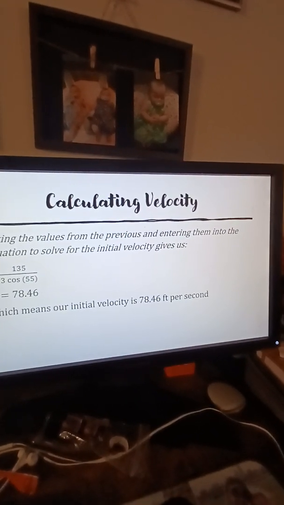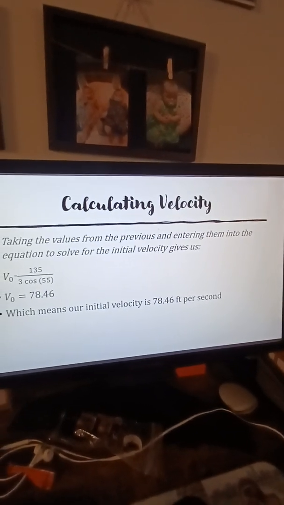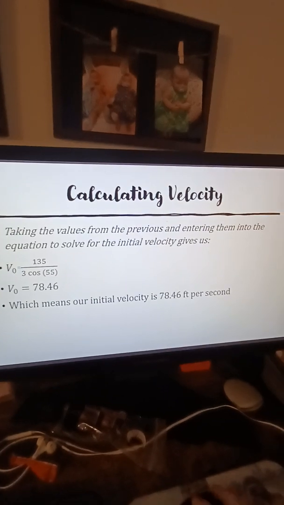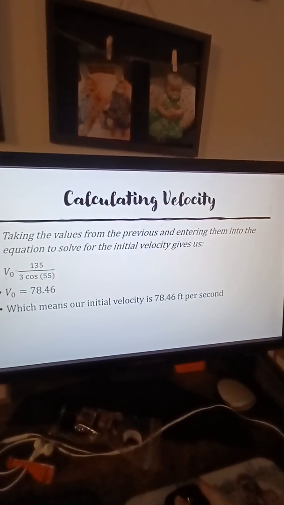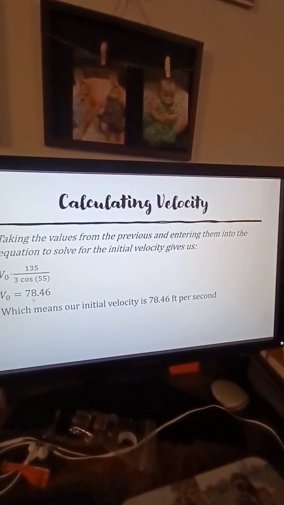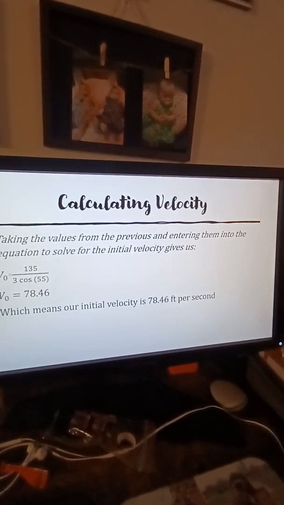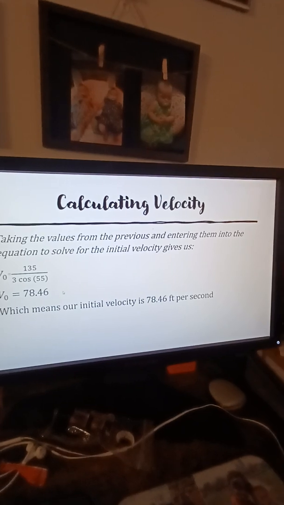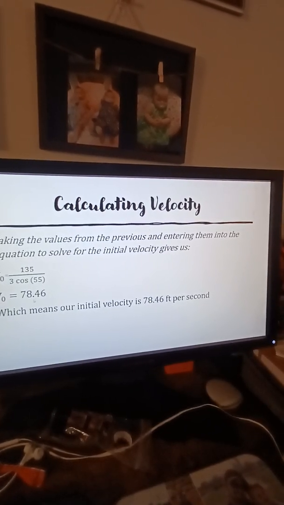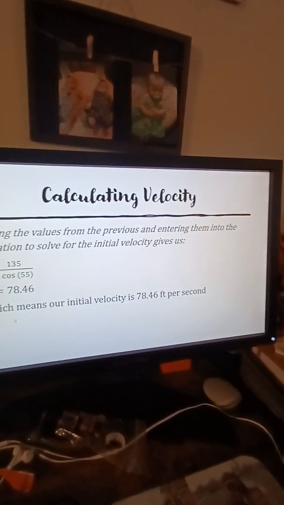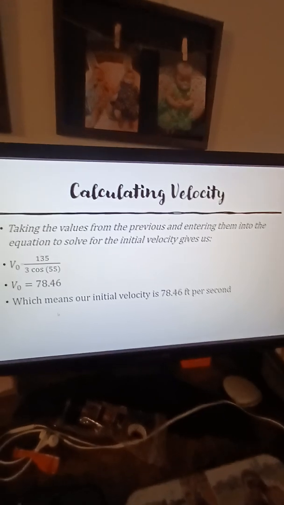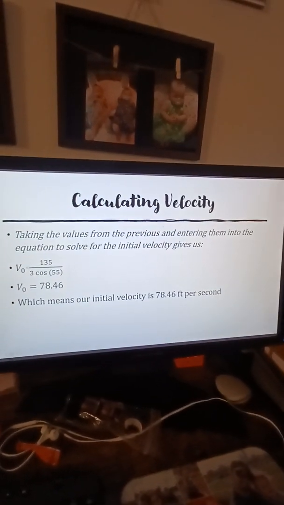And then to calculate the velocity, I turned them into the velocity equation. Solving the velocity equation, I was able to come up with an initial velocity of 78.46, which means that is the speed at which the football left Sunshine's hands.